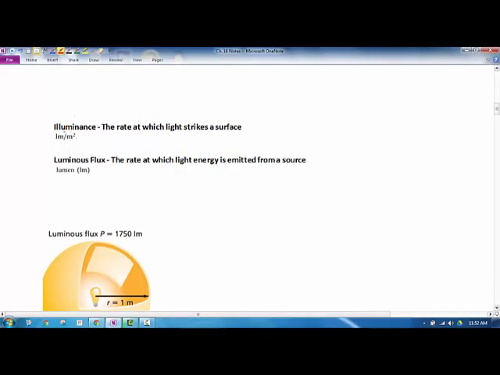Okay, the next two things you need to know are illuminance and luminous flux. Illuminance is the rate at which light strikes a surface. We have a formula for that on the formula sheet I'll give you in a second, but the units are going to be lumens per square meter. And luminous flux is the rate at which light energy is emitted from a source like a light bulb. We have a formula for that as well, and the units are in lumens that we're going to use anyway.